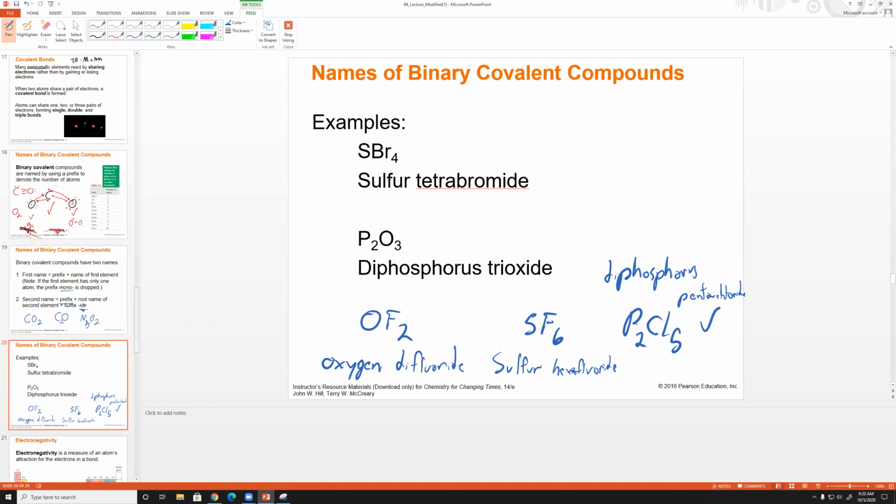So that's how you do covalent naming, really. So Kaylee, I guess I'll do one more. I just gave 3, but I'll do another one. Let me think.